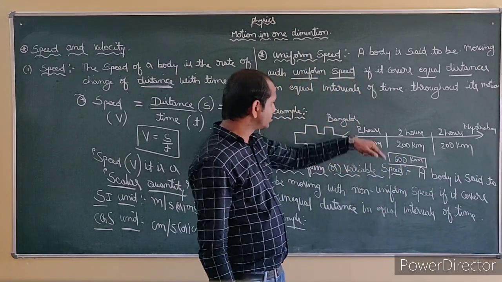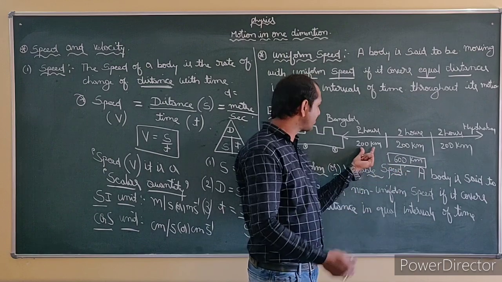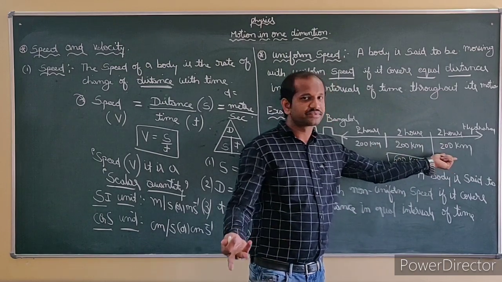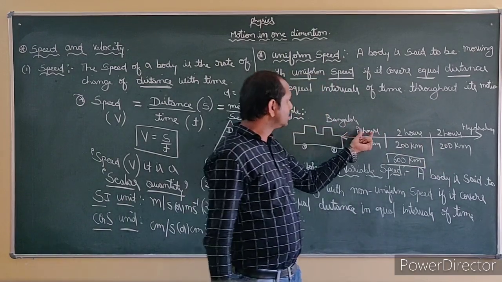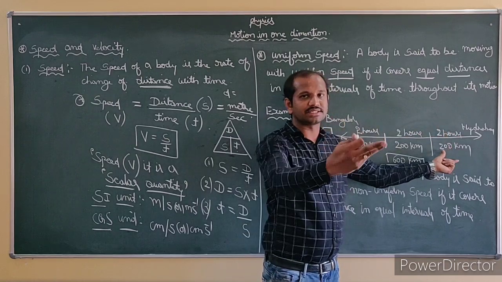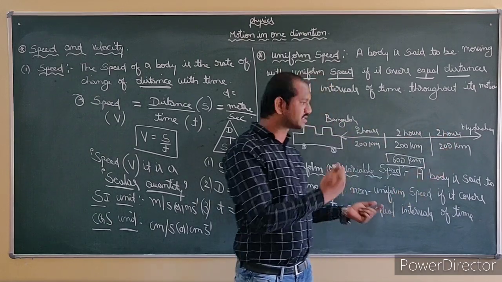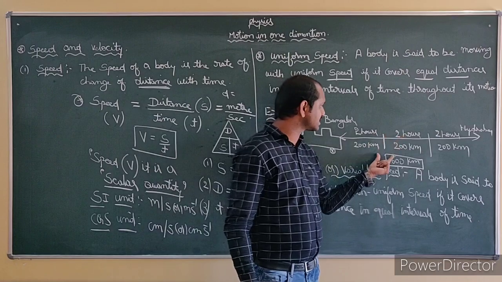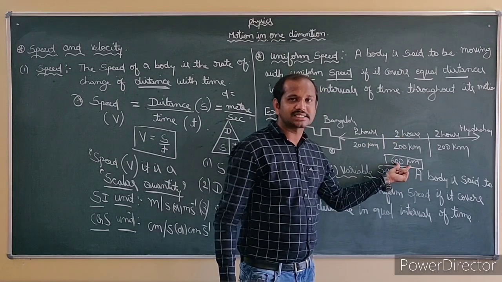Now, from Bangalore to Hyderabad, how much distance is traveled? 200 three times gives 600. What was the time? 2 plus 2 plus 2. Total is how much? 6 hours. So the bus has reached from Bangalore to Hyderabad in 6 hours, covering a distance of 600 kilometers.